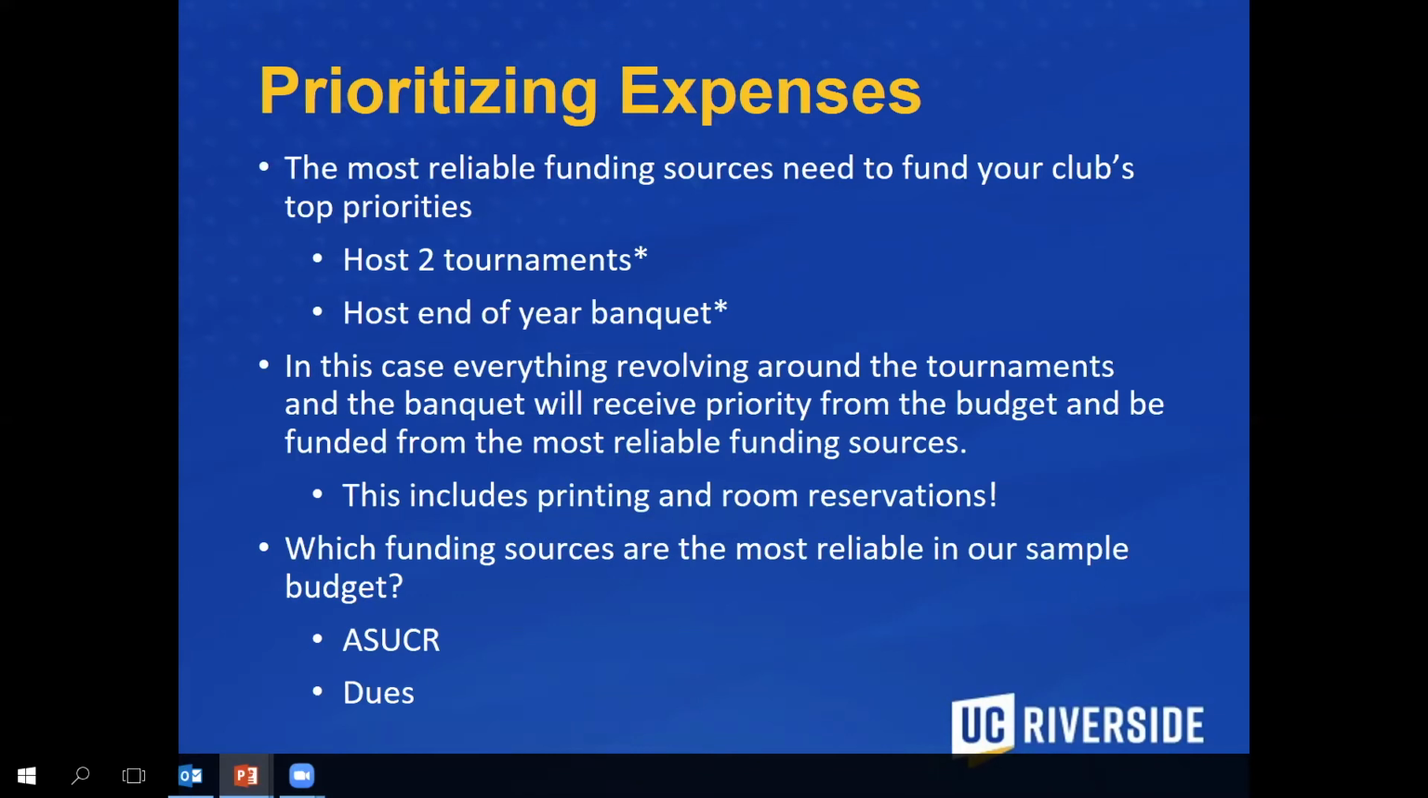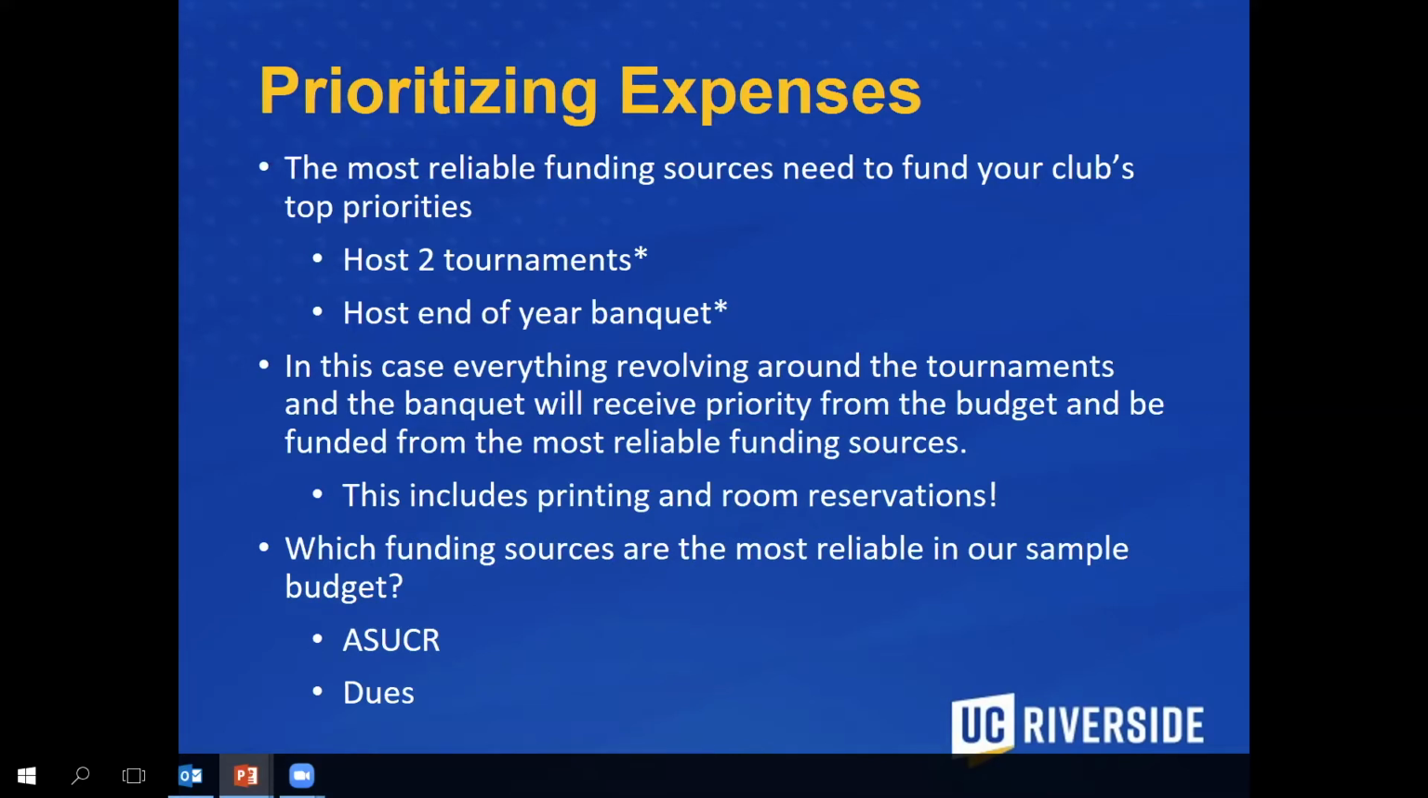Okay, now we need to talk about prioritizing our expenses. Right, the most reliable funding sources need to fund your club's top priorities. This club's top priorities are hosting 2 tournaments and the end of the year banquet. So in this case, everything that is around or revolving around the tournament and the banquets needs to receive the highest priority from the budget, which means that they need to be funded from the most reliable sources so that those events can happen. This would include printing and room reservations in this case.